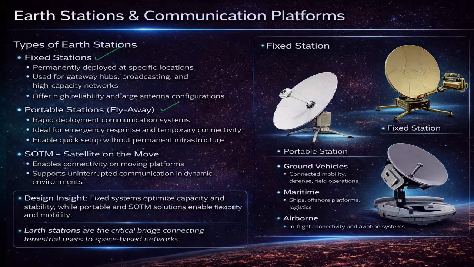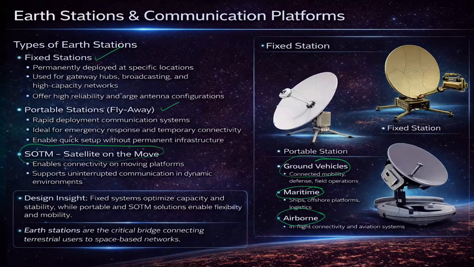After that, we have SOTM, satellite on the move. SOTM provides communication while the platform is moving. These are used in dynamic environments where continuous connectivity is required. Examples include ground vehicles, used for connected cars, military vehicles, and mobile command units. And then you have maritime, which can be used for ships, cargo vessels, and offshore operations. Then you have airborne, which can be used for aircraft connectivity and in-flight communication systems.